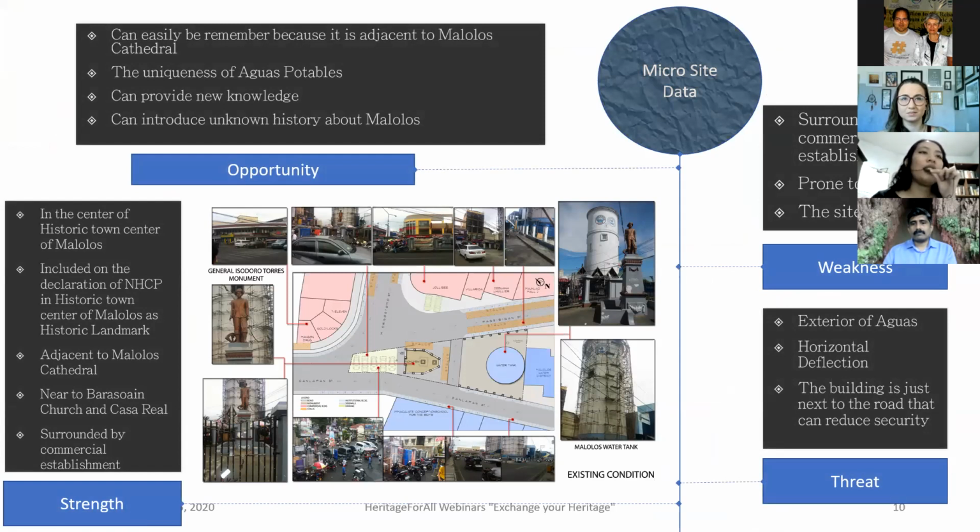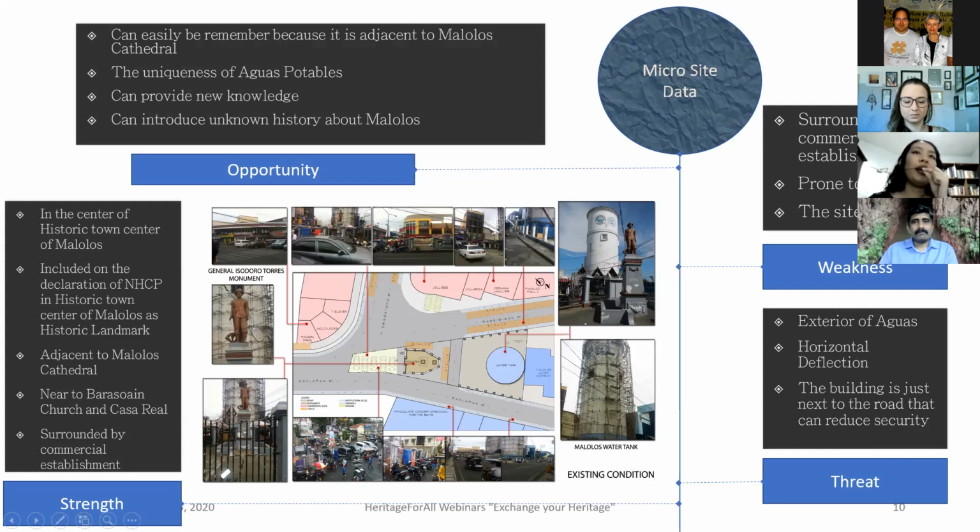The strength of the site is that it is the center of the historic town center of Malolos, and the water tank is included in it. It is adjacent to Malolos Cathedral, and it is surrounded by commercial establishments. The weakness is that without a proper buffer zone, it can damage the water tank because of pollution, and the site is very small. The threat would be the horizontal deflection, and the building is just right next to the road, which can reduce the security.